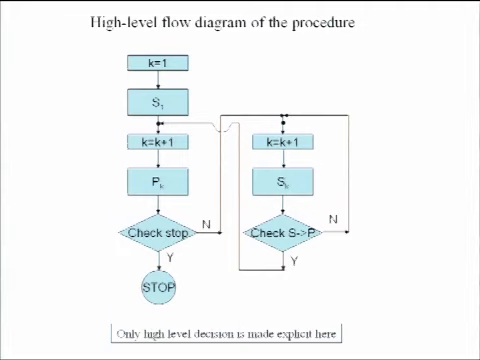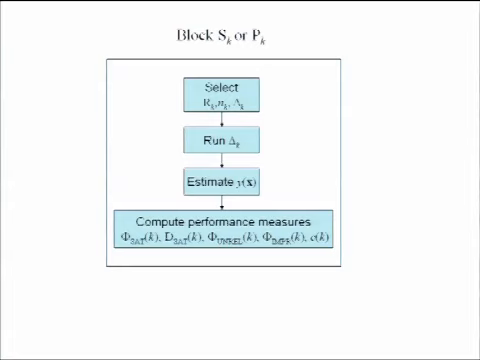Okay, this is just an overall look of the procedure I've described. These blocks are big blocks, so there is something inside, of course. What is inside? I have to select the next region, the run size, the design, run the experiment, estimate the response, and compute all the performance measures I've defined.